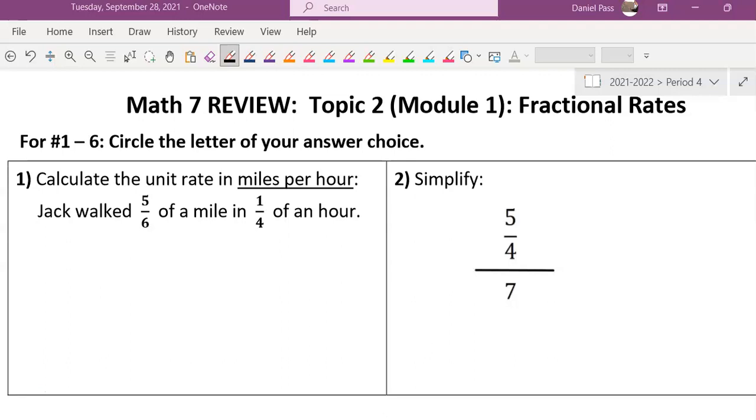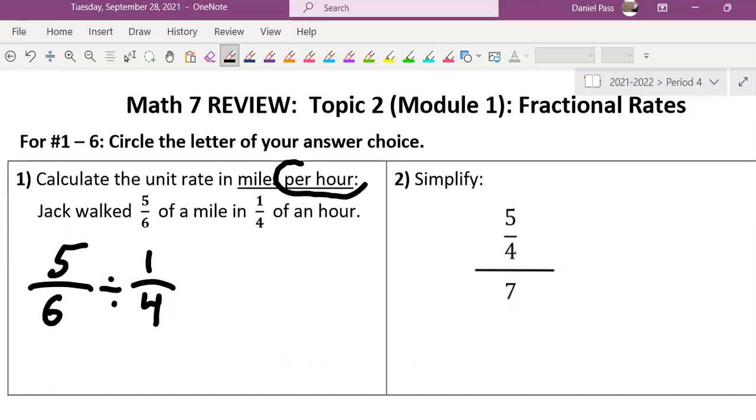Alright, Pencil, how do we solve this problem? So you first do 5 over 6 divided by 1 over 4. You're right. How do we decide that we're dividing by 1 over 4? Because it says per hour. That's kind of our secret word right there, right? Per hour means how much. Since the word hours comes after per, we need to divide by that number. Okay. Now what?